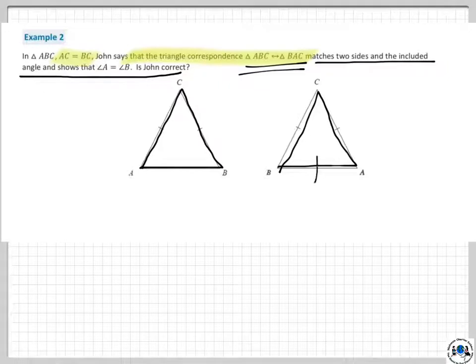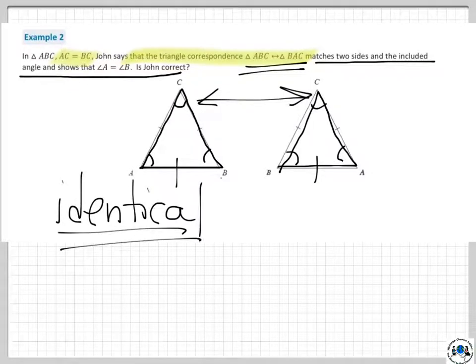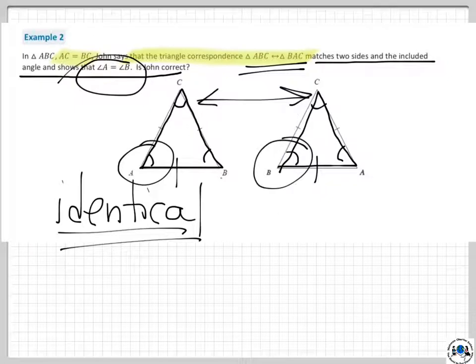So that's going to be that, and all of these are going to be, I should probably do it this way. Anyway, everything's going to be identically matched, okay? And because it is, that means these are identical. And if these two are identical, that means that his claim that angle A equals angle B would be correct.